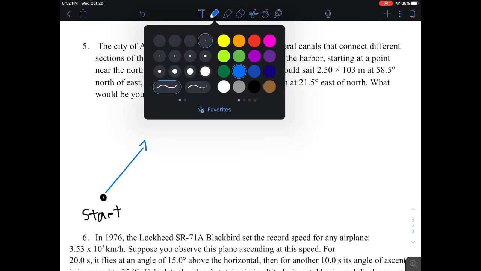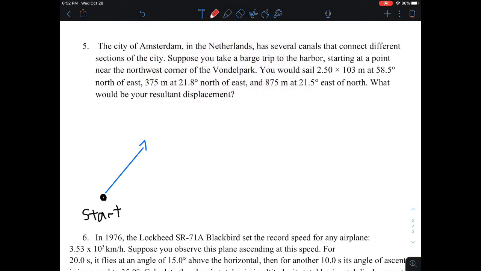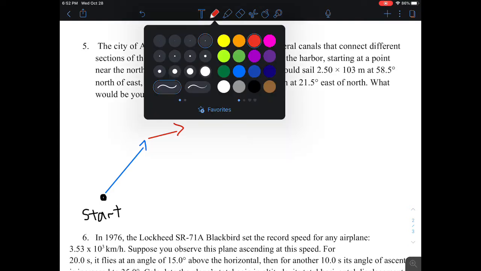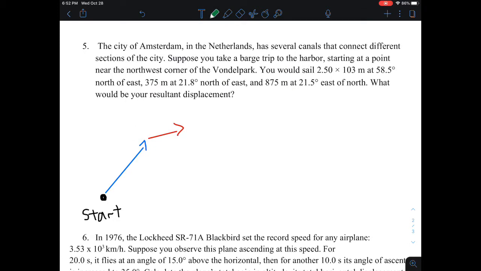east. That north of east just means that the angle from the horizon is up. Then you go 375 meters, not as far, 21.8 degrees north of east. And then another 875 meters, so a little longer than the second vector, at an angle as well. And it says, what would be your resultant displacement?